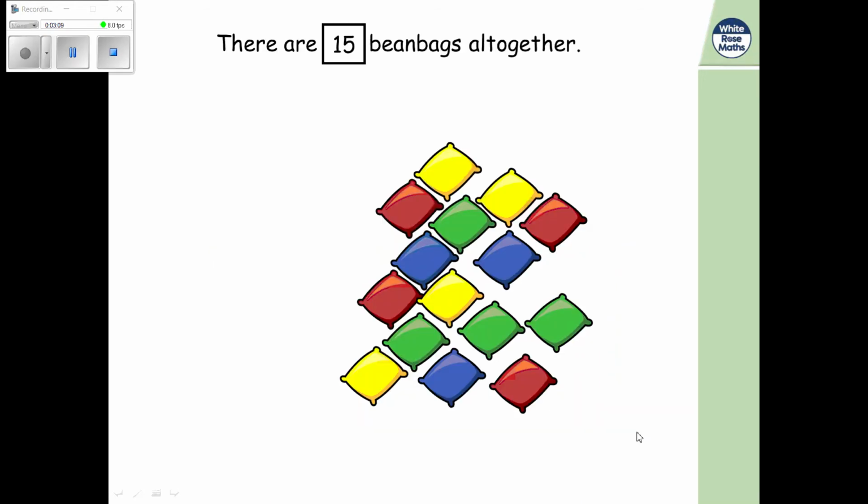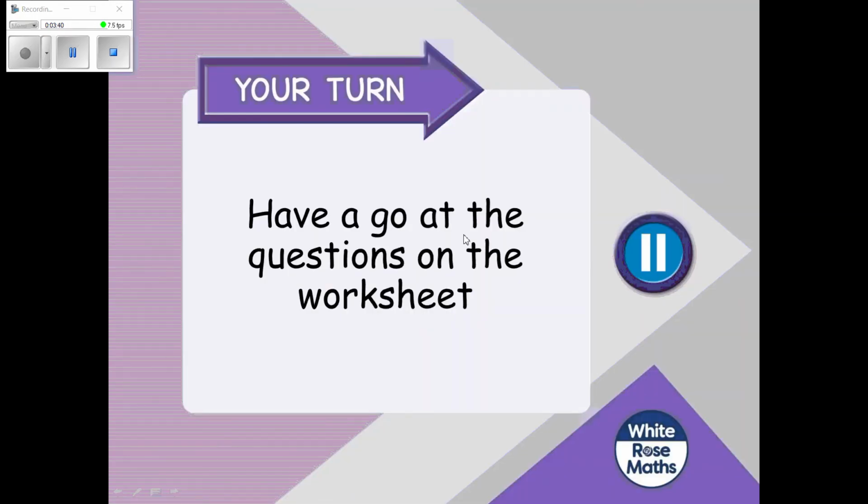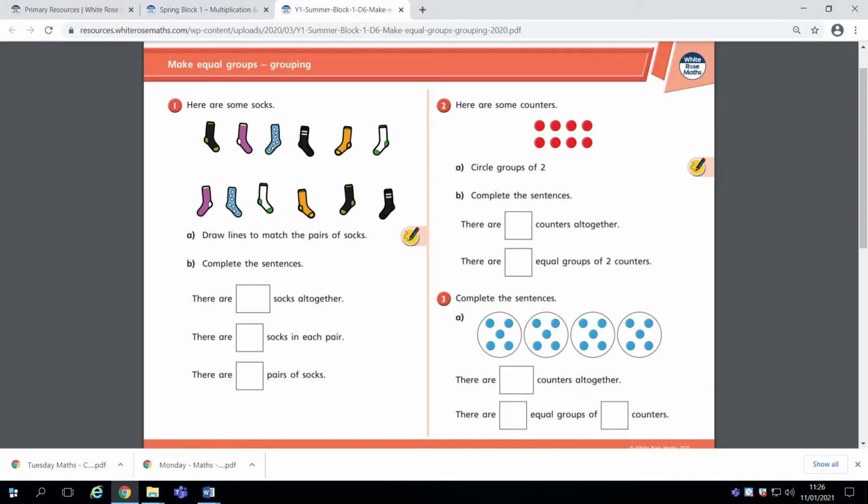So now we have lots of beanbags. So there are 15 beanbags altogether. So there are equal groups of beanbags. Pause here and you can complete the number sentences. So let's have a look. There are equal groups. So you've got 1, 2, 3, 4, 5 equal groups of 1, 2, 3. Let's check the rest. 1, 2, 3, 1, 2, 3, 1, 2, 3, 1, 2, 3. Brilliant. Well done.